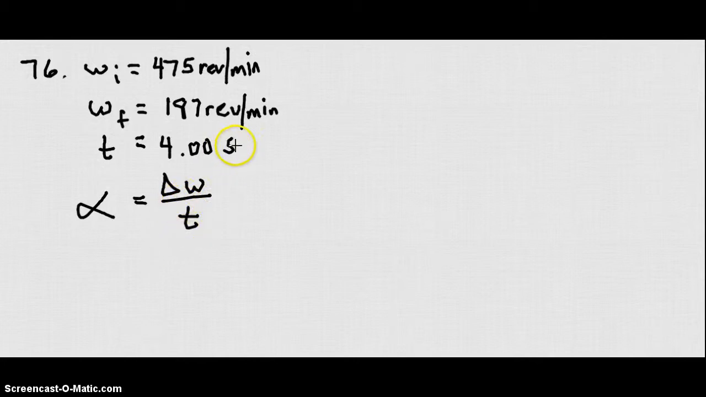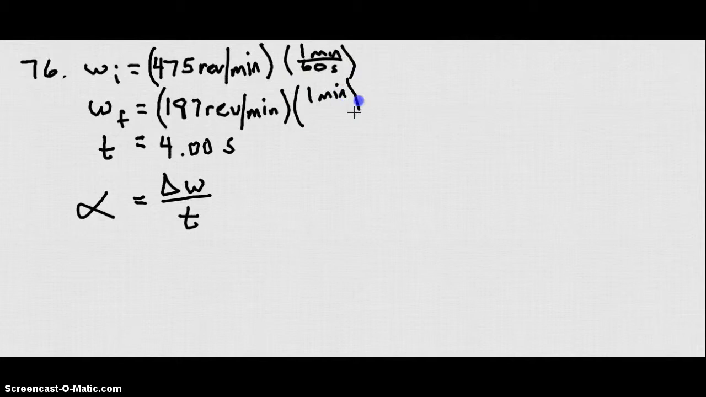Since our units are in seconds for time and minutes for our angular velocities, we're going to need to convert one or the other. I'm just going to convert everything into the standard units. So let's take this 475 and this 187. Let's multiply by 1 minute over 60 seconds. In other words, dividing by 60. So divide this one by 60 as well.